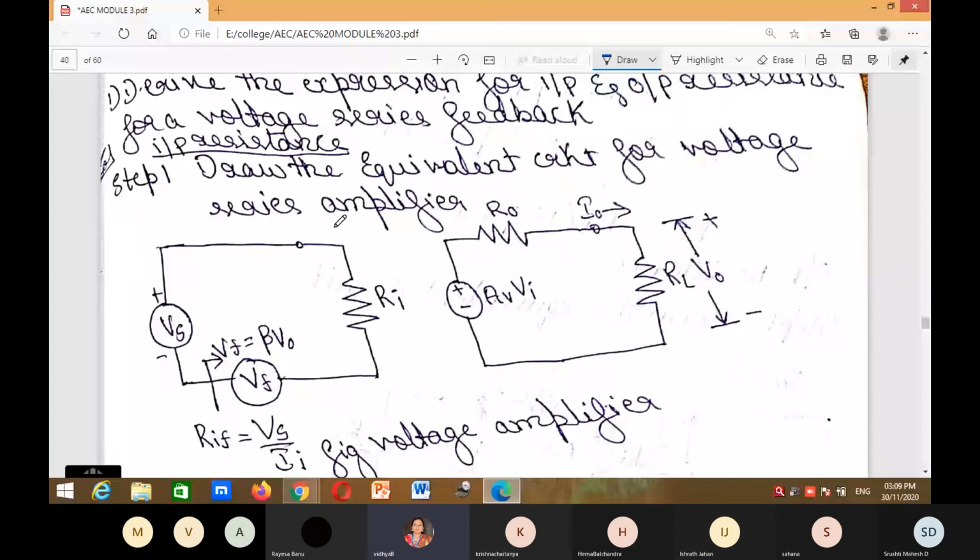Because in the last class I have explained it. In the first class I explained what feedback is and all. So go through it, and in the next class I will start with this. I'll start deriving the expressions for this in the next class.